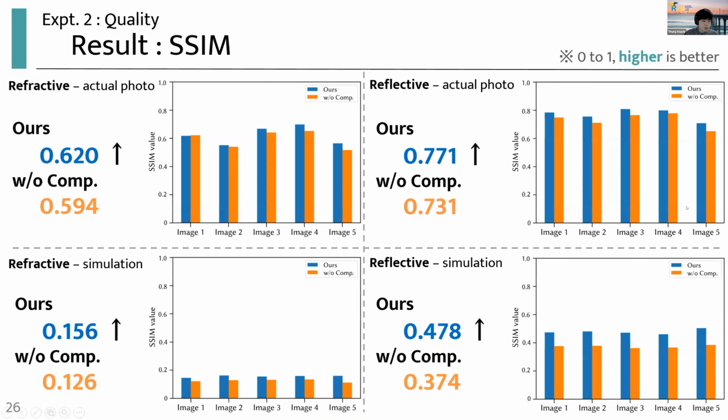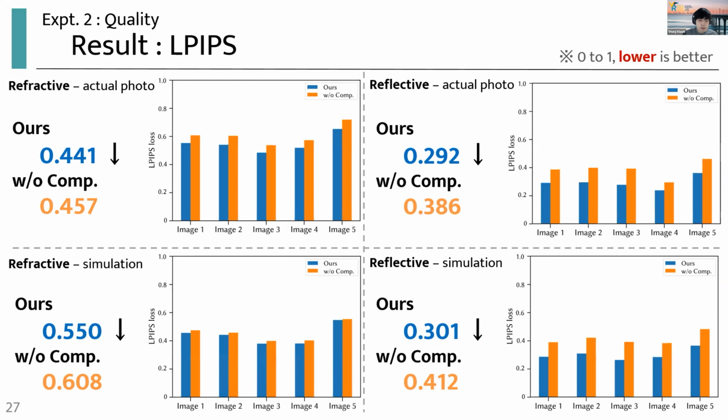First, we show the results of SSIM. The value of SSIM ranges from 0 to 1, with higher values indicating a higher image quality. As a result, our method brought a better quality in all conditions. Next is the results of LPIPS. The value of LPIPS indicates a perceptual loss of a displayed image from the reference, and the lower values are better results. These results also show that our method brought a better quality in all conditions.